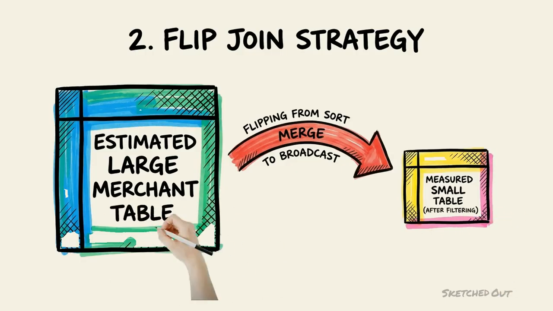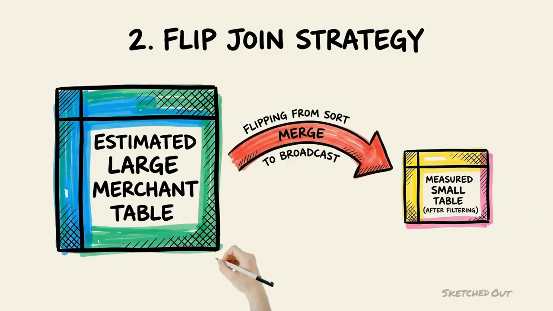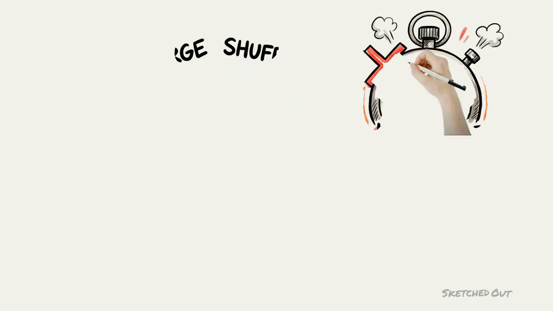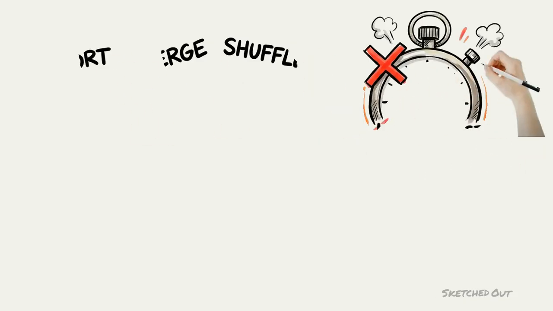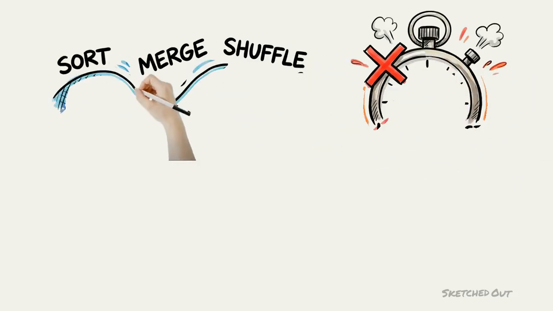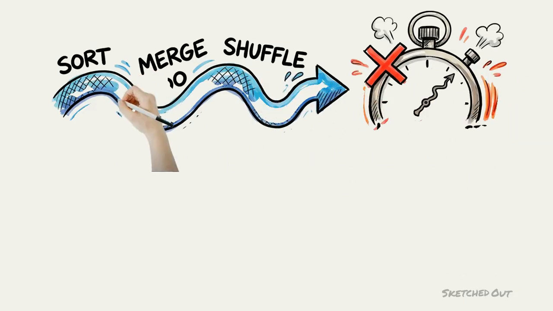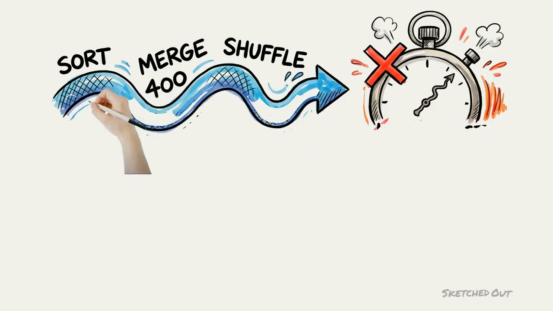A merchant table estimated at large on the left and measured at small on the right after filtering, with a join strategy label flipping from sort merge to broadcast. 200 megabytes can be broadcast to every executor. Once the stage that filtered merchants completes, AQE sees the real size, and if it falls below the broadcast threshold and the join type supports a broadcast, it flips the strategy.